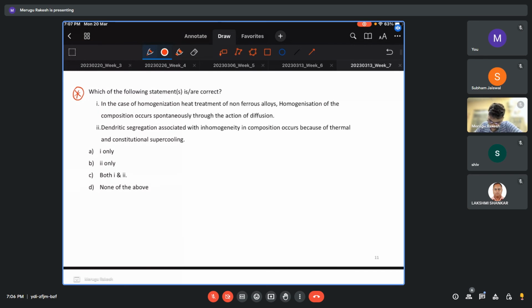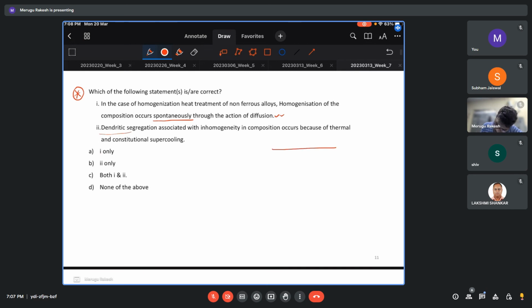Which of the following statements are correct? In the case of homogenization in the heat treatment of non-ferrous alloys, homogenization of the composition occurs spontaneously through the action of diffusion. That is true, but I am a little concerned about the word spontaneously. But this statement is true. Then, dendritic segregation associated with inhomogeneity in composition occurs because of thermal and constitutional supercooling.